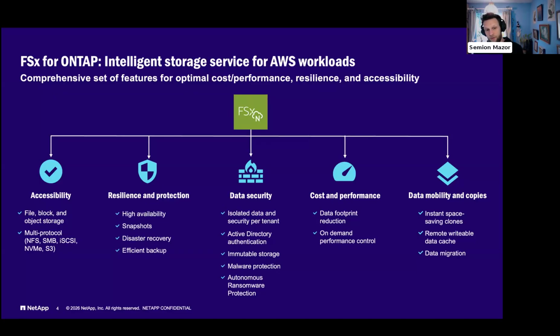The third pillar is data security, with tenant isolation, Active Directory integration, immutability, malware protection, and built-in autonomous ransomware protection. The fourth pillar, which we are going to dive into in more detail today, is cost performance. And the fifth pillar is data mobility and copies, including technologies like thin cloning, migration, flexible data copies, etc. As I said, we're going to focus today on the cost performance aspect, but just to give you a bit broader context and understanding that these benefits come as part of a more comprehensive storage platform.